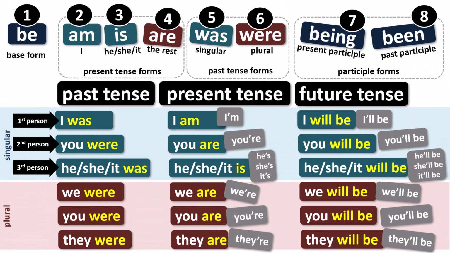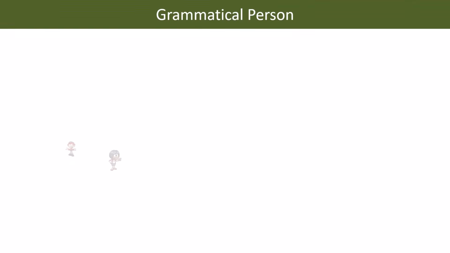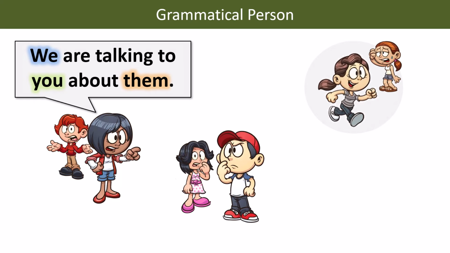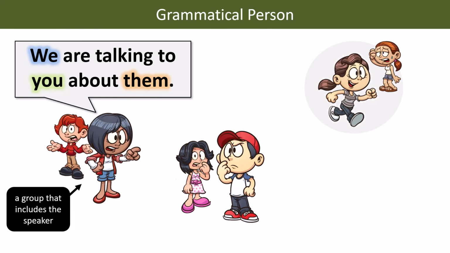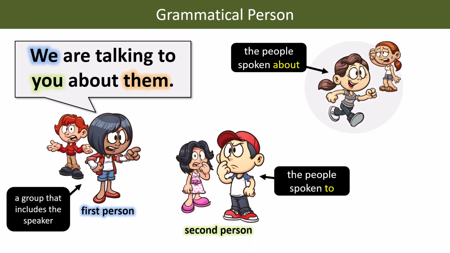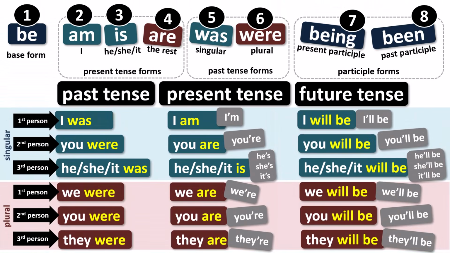Let's go back. Now let's look at the plural ones. First person, second person, third person. Look at this. Well, it's no different. We are talking to you about them, a group that includes the speaker. That is the first person. The people spoken to, second person, the people spoken about, third person. It doesn't matter whether it's singular or plural. It's the same concept. So why did we need to cover that?